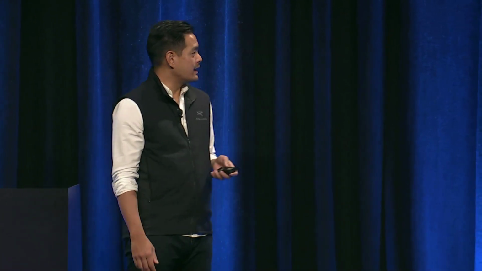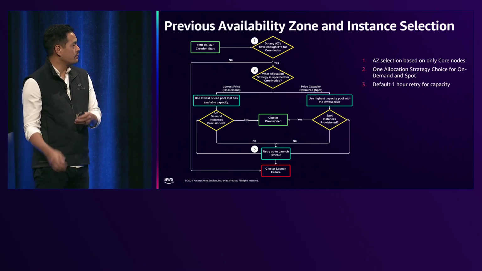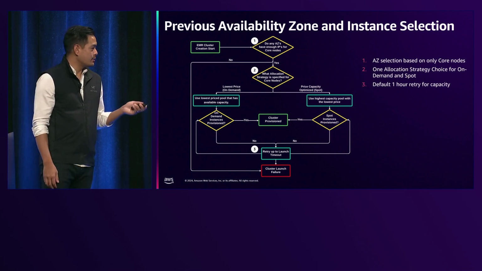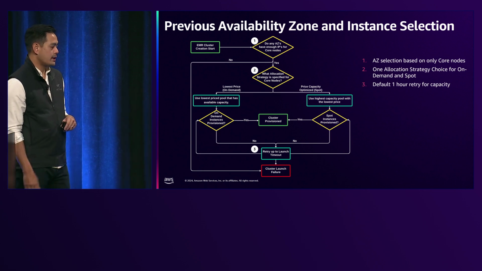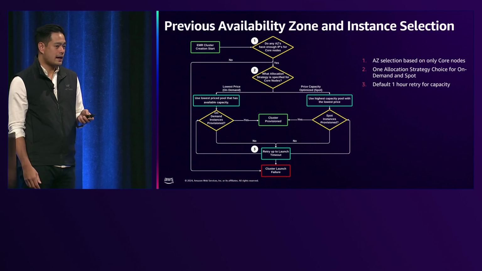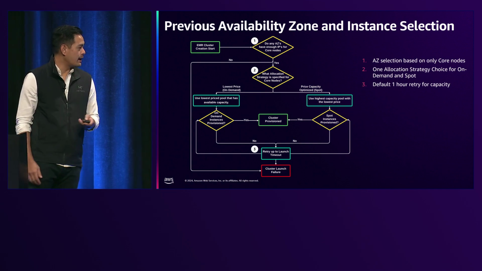Our existing availability zone and instance selection handled a lot of these decisions for customers, but there were definitely still gaps. For example, when we would select the AZ, we would only do that based off a subset of the cluster and not look at the total cluster capacity. We also had limited choices in terms of allocation strategy, so one for Spot and one for On-Demand nodes. And lastly, we had a pretty rudimentary retry strategy where we would retry up to a certain time and then just fail after that.